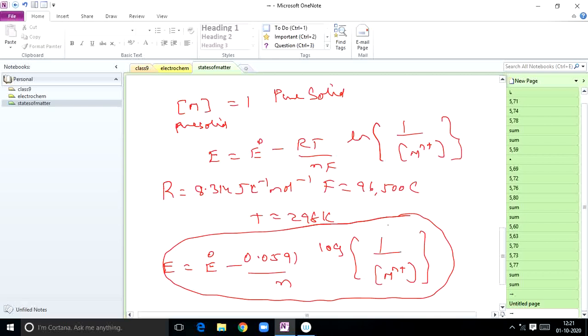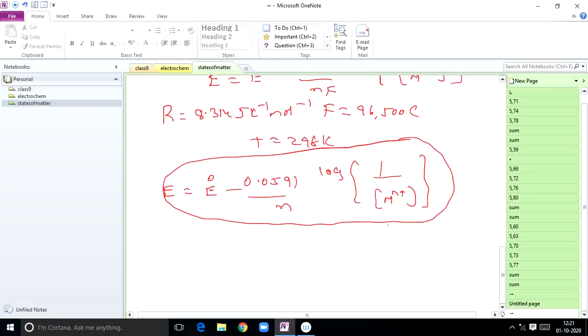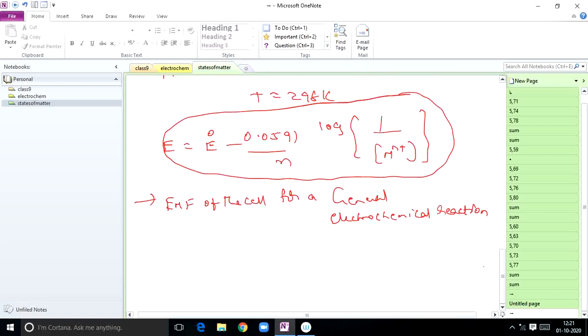Now next, I am keeping EMF of the cell for a general electrochemical reaction. So how to calculate this? We can derive this one.